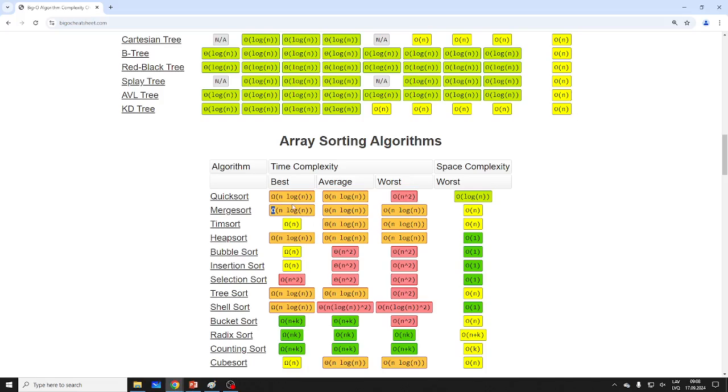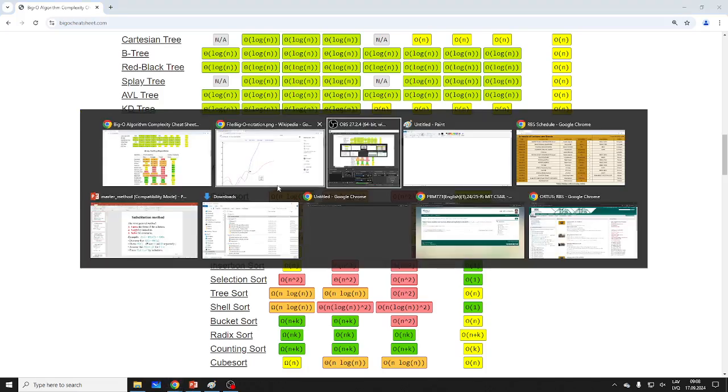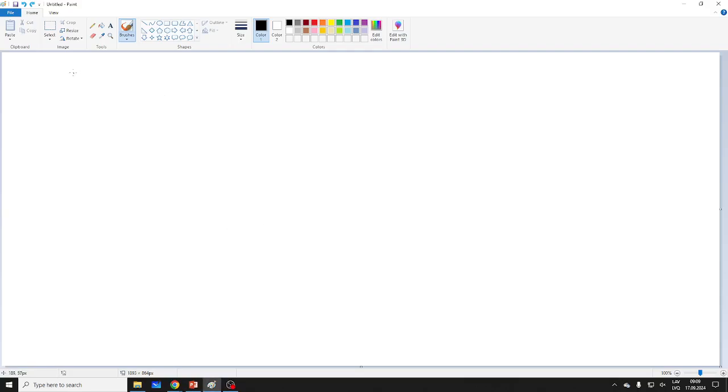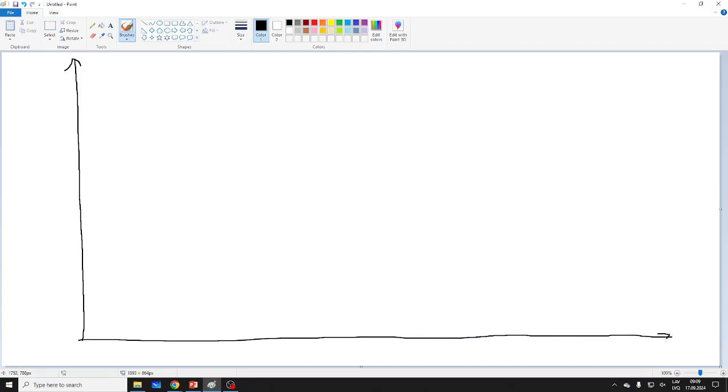Omega means the lower, the best bound. So basically, let me do some paint. I've been itching to do some paint here, so you guys will see some nice paint. All right, I want to draw some. So we'll have our function.